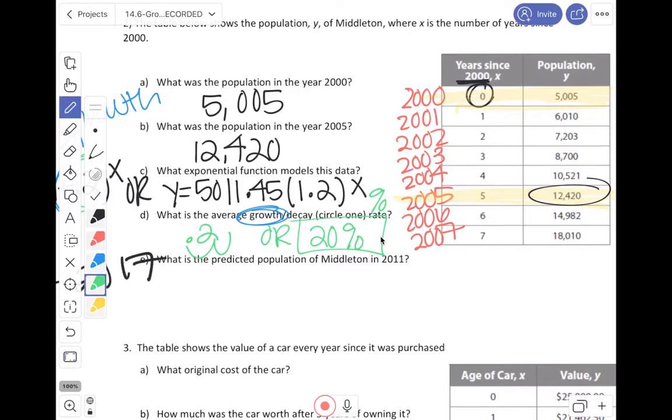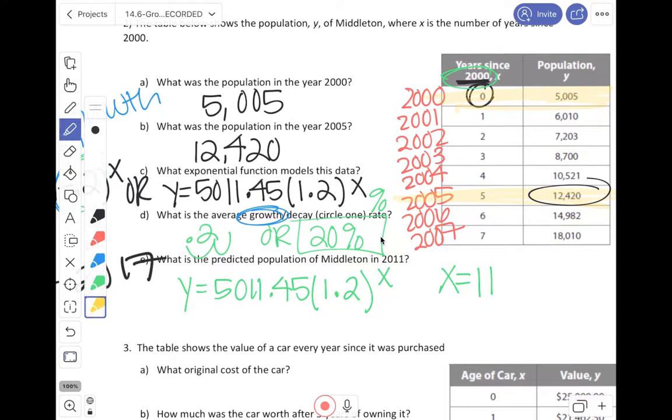Then it says, what is the predicted population of Middleton in 2011? So I'm going to have my equation, y equals all of this. I'm just going to keep it 1.2. Instead of x, though, I want to know when x is years since 2000. I've got to go 11 years past that. So we want to know when x is 11. So everywhere I see x, I'm plugging in 11.